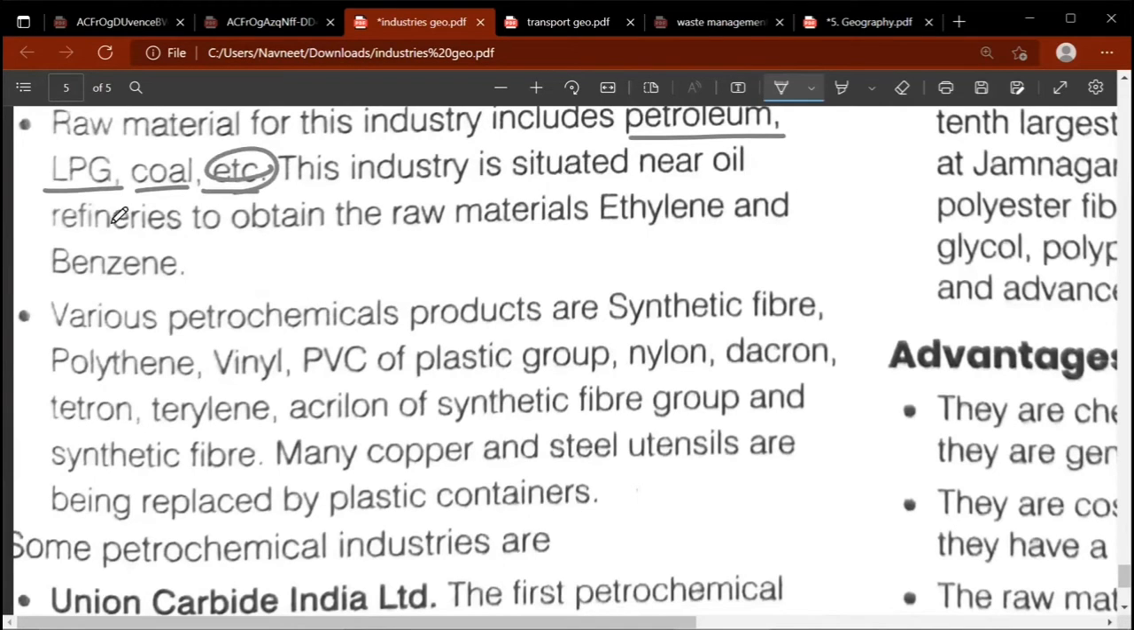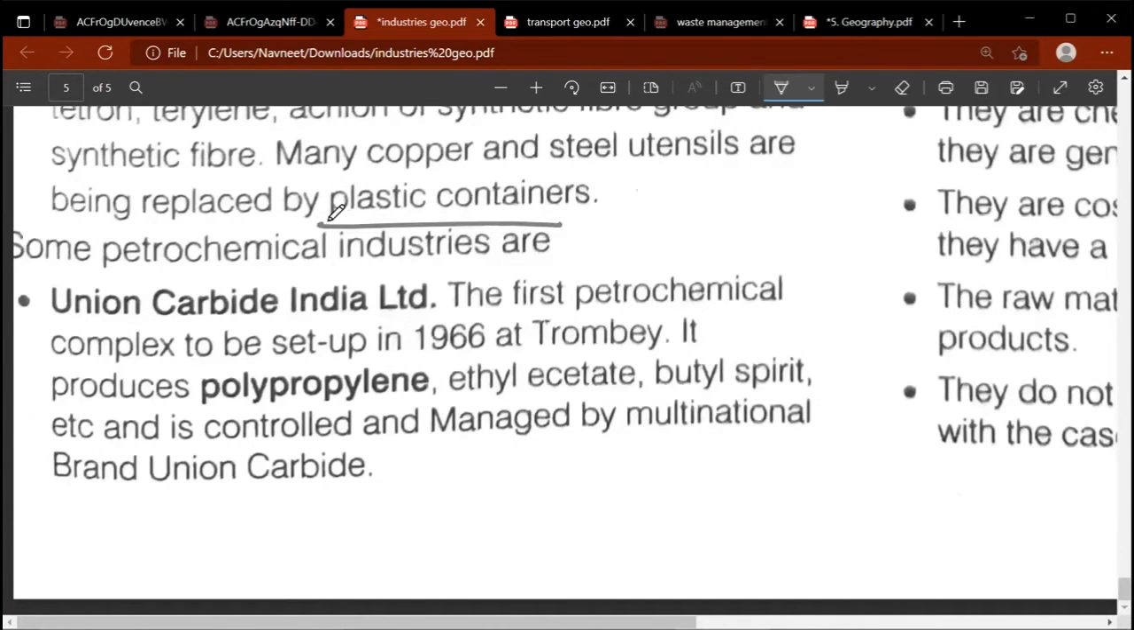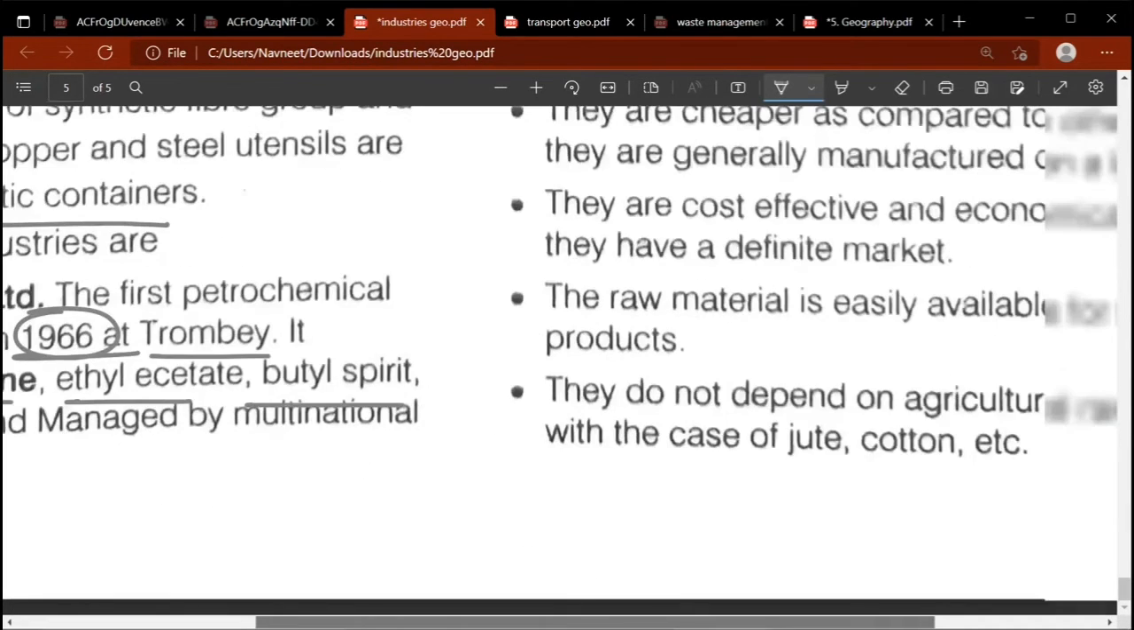This industry is situated near oil refineries to obtain the raw materials ethylene and benzene. Various petrochemical products are synthetic fiber, polythene, vinyl, PVC, etc. Many copper and steel utensils are being replaced by plastic containers. Some petrochemical industries are the Union Carbide India Limited, the first petrochemical complex to be set up in 1966 at Bombay. It produces polypropylene, ethyl acetate, butyl spirit, etc. and is controlled and managed by the multinational brand Union Carbide.